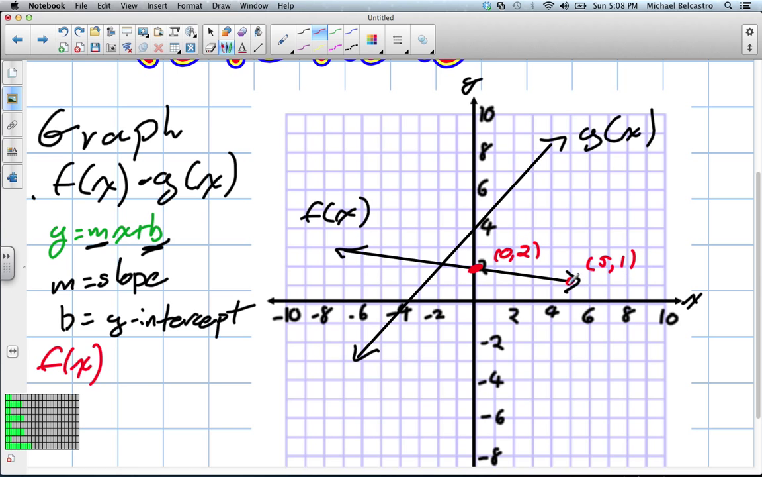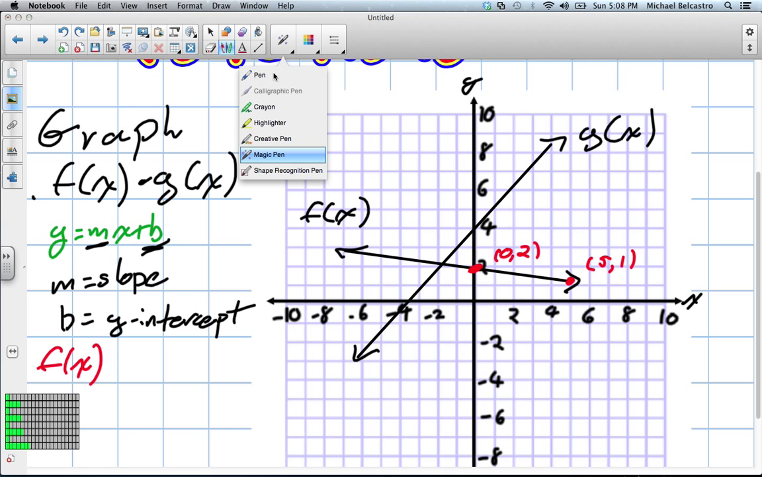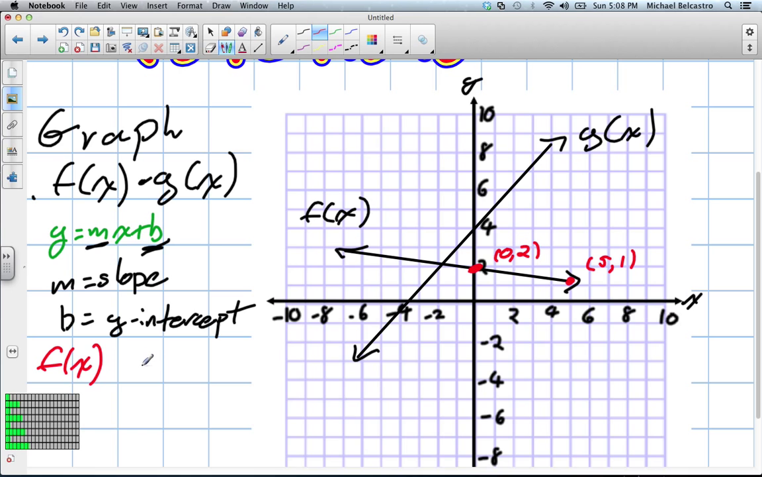We can find slope two ways. We can literally just count over. So this would be our run: 1, 2, 3, 4, 5. And then 1 down. So do you know what that slope would be if we were to go over 5 and down 1? It'd be 1 over 5. Positive or negative? Negative, yeah, that's right. This is a negative slope. So our slope here is negative 1 over 5.